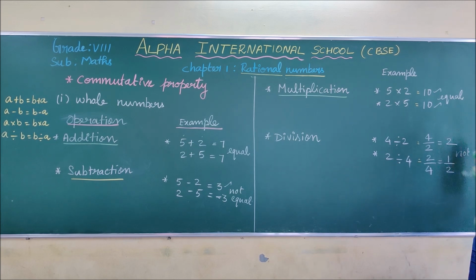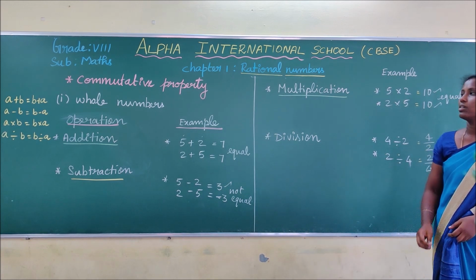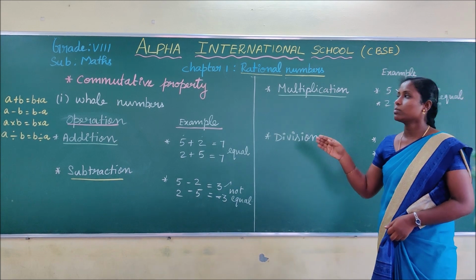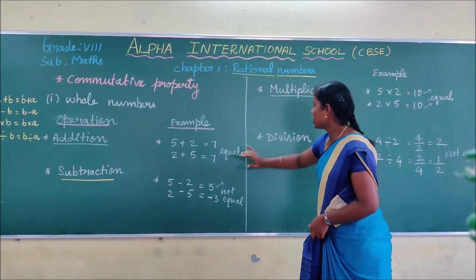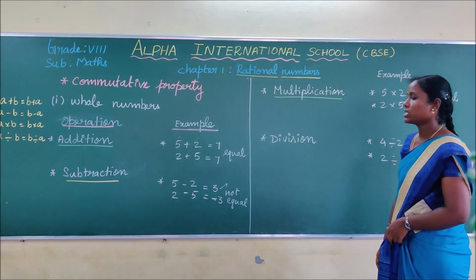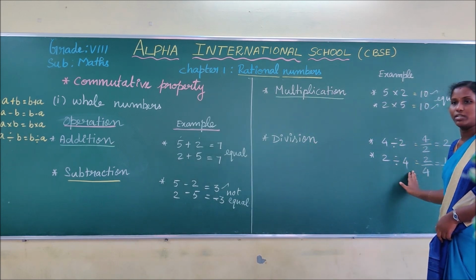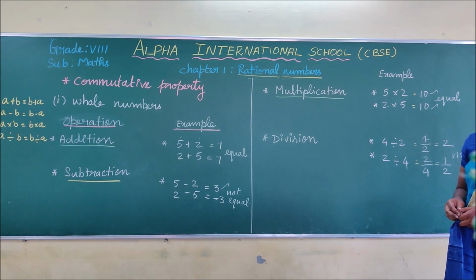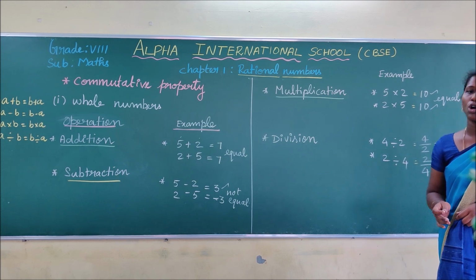Not equal means the commutative property is not satisfied under division. So, for the whole numbers, the commutative property is satisfied under addition and multiplication, but it is not satisfied under subtraction and division. Next, we are going to check whether the commutative property holds for integers under these operations.